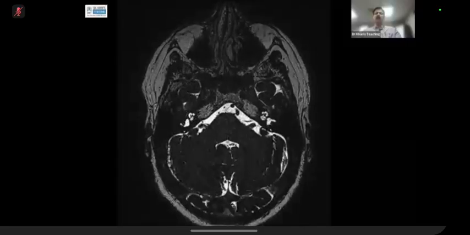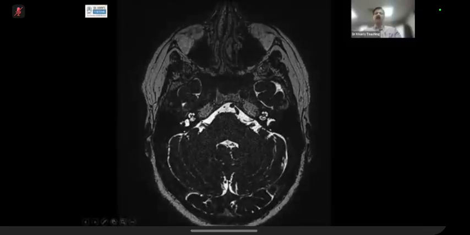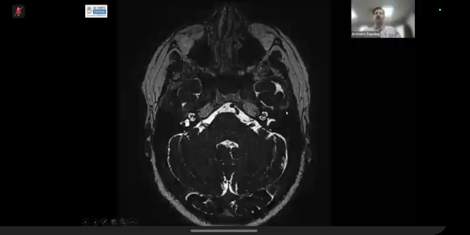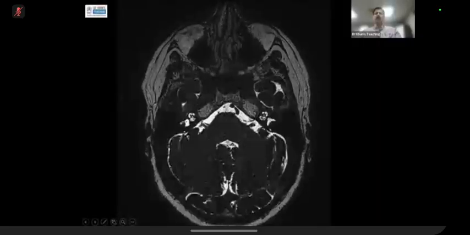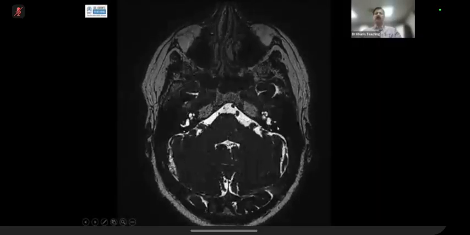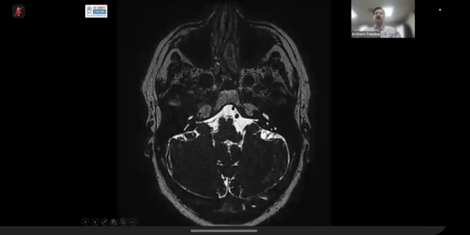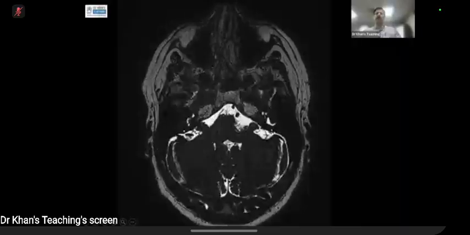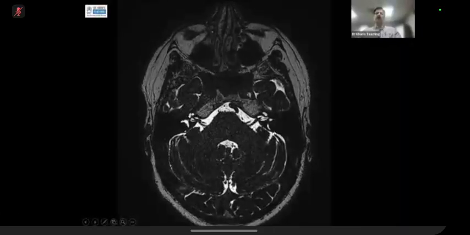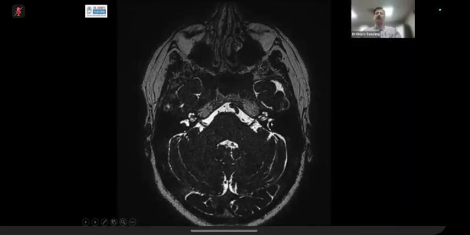Other than that, you can see that this is the vestibule, and this is the lateral semicircular canal. You see, it makes a circle like this. Something which makes a circle superiorly will be the superior semicircular canal, and this one is the posterior semicircular canal.